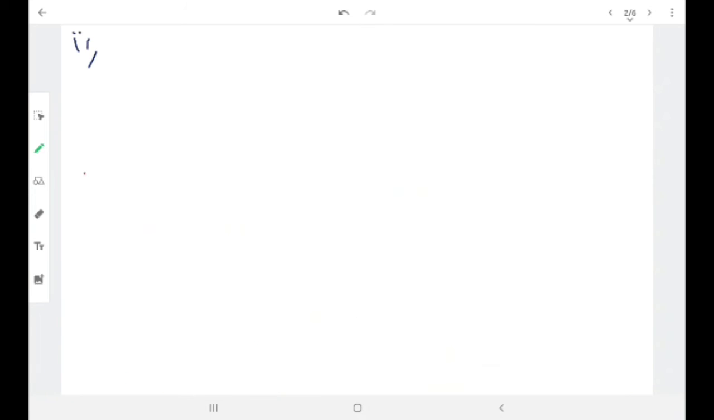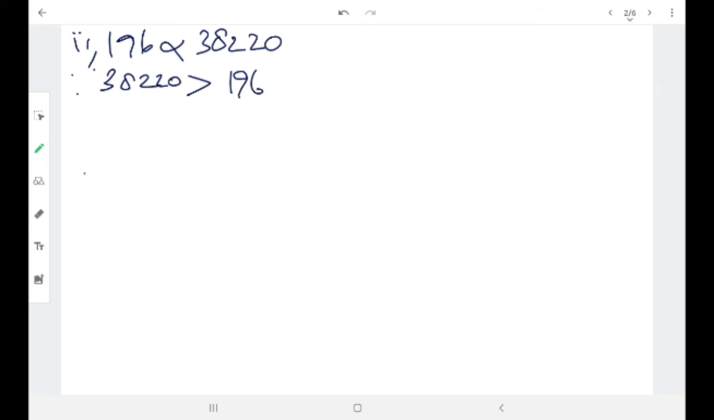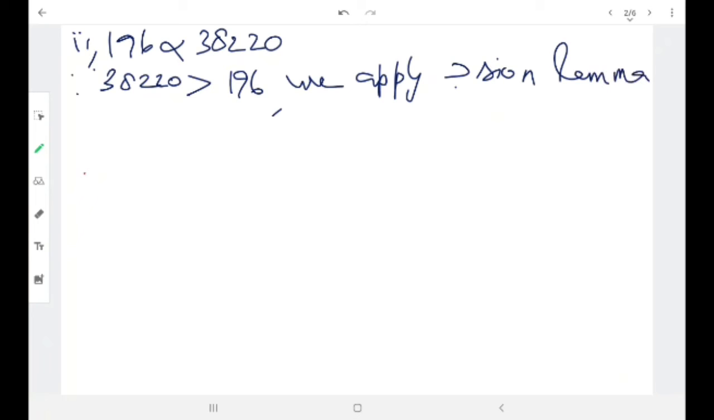Move on to the second subdivision, that is HCF of 196 and 38,220. 38,220 is greater than 196. We apply division lemma to both 196 and 38,220.